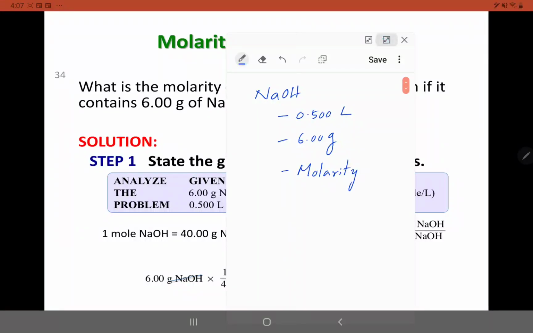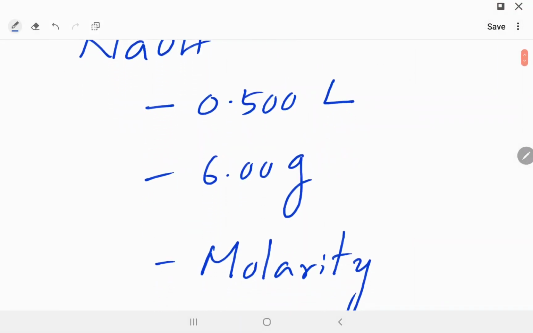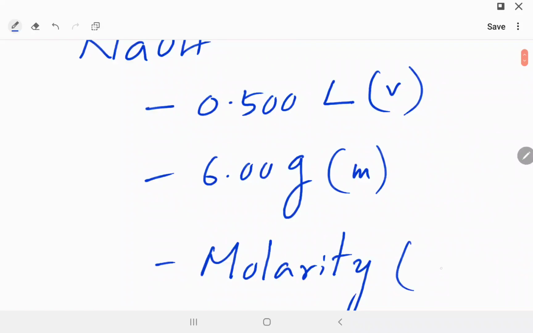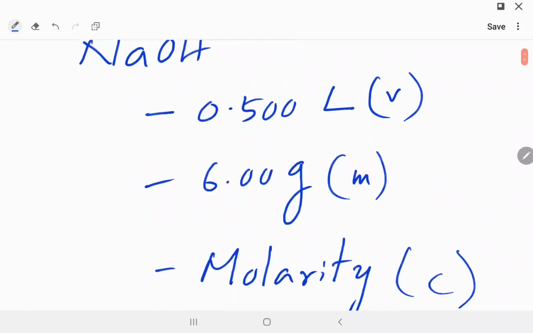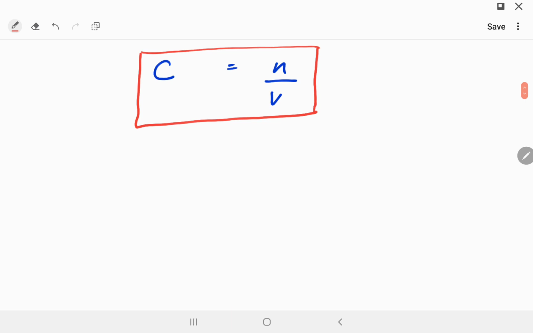All right, let's maximize it and do this. These are the units that you need to know. We know the volume V and we know the mass. They want us to calculate the molarity. Let's call it C. To calculate molarity C, you need two things: number of moles divided by volume. Remember this equation. This is important. If you know this equation, you can get a PhD with a 4.0 GPA. C equals N divided by V.